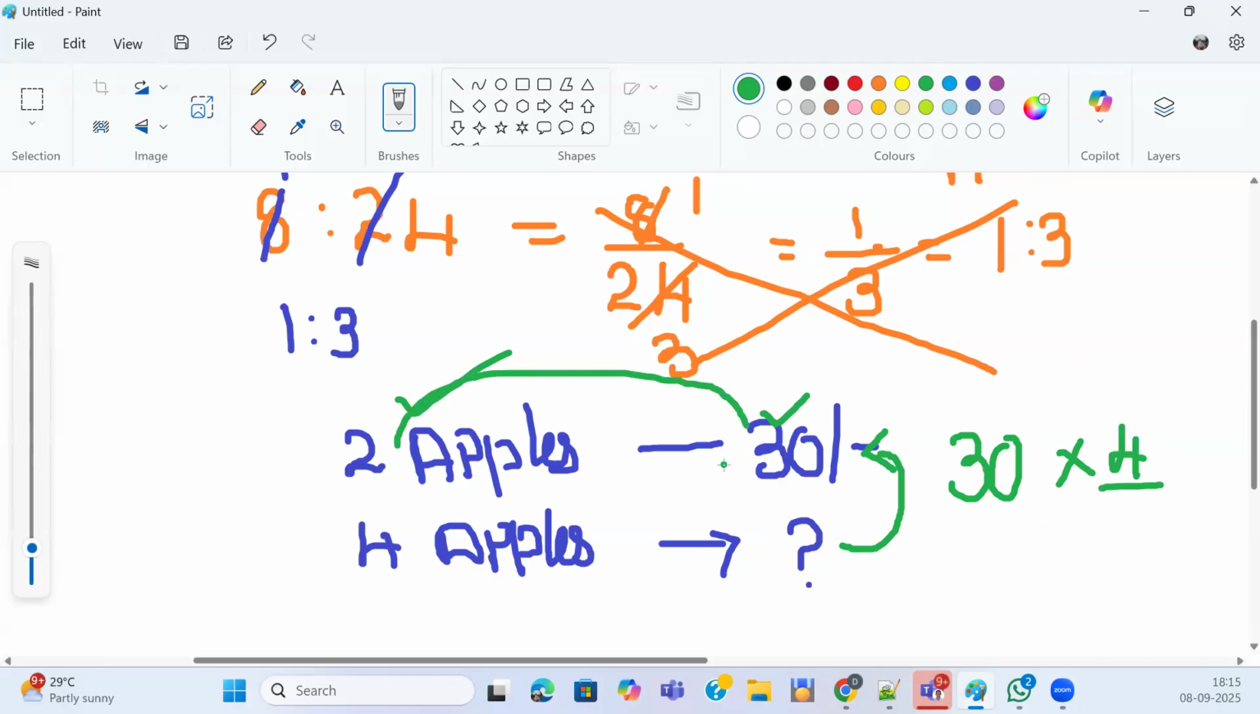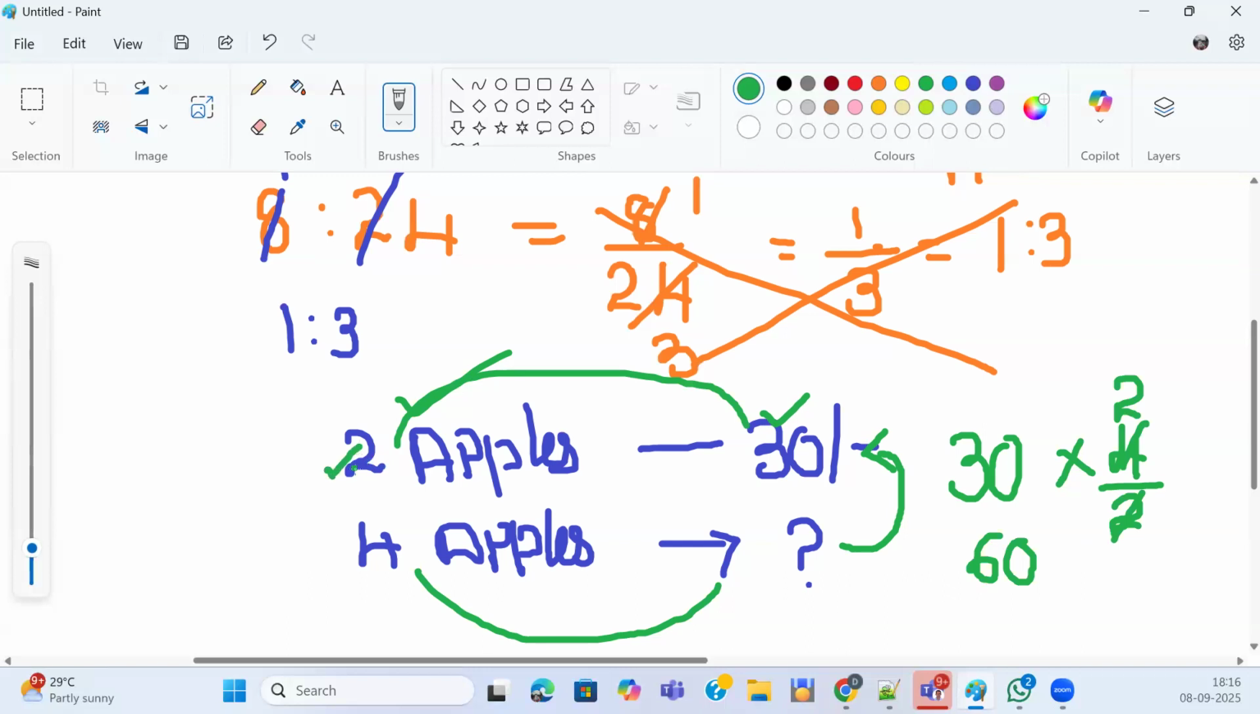You are comparing: 2 apples is 30 rupees. What is the cost of 4 apples? Then you are getting the idea. Obviously, 4 apples will cost more, right? So 2 twos are 4, and the cost of 4 apples is 60 rupees.